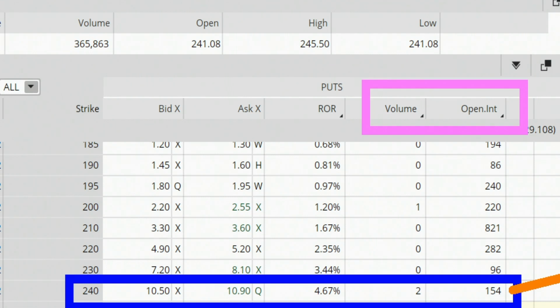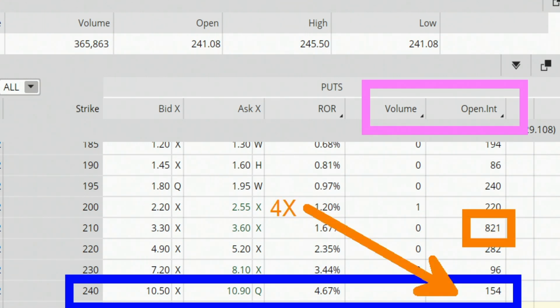Current stock price, 154. Next one, 96. That's less. That doesn't mean I should buy that one. Next one is 282, which is pretty average with these other strike prices. But for me, this is the significant number of 821, giving a 4 times increase to this number.